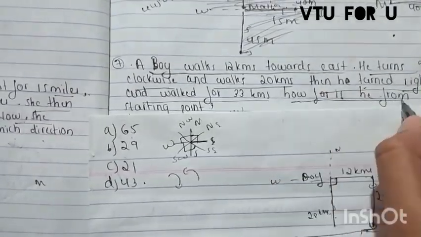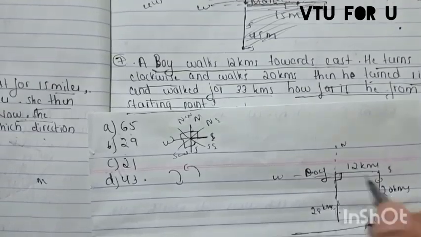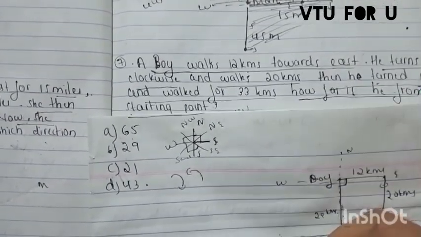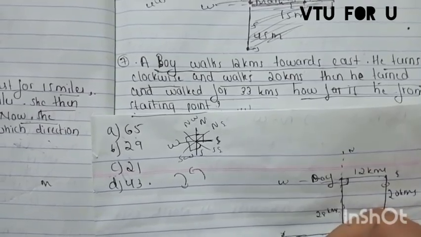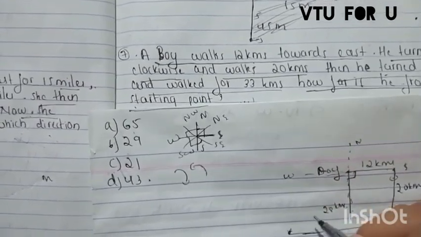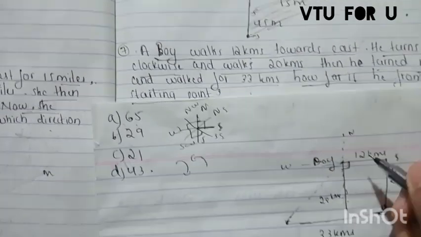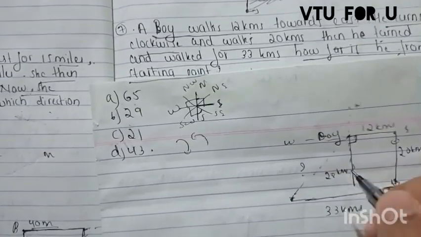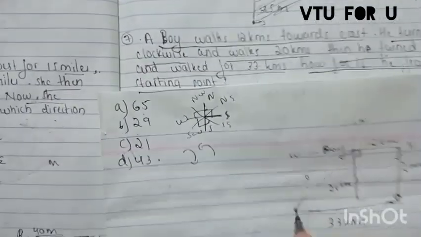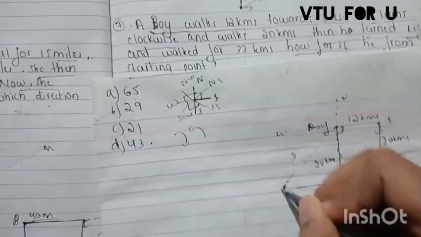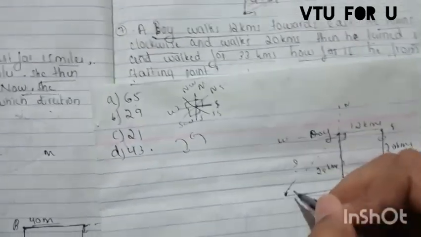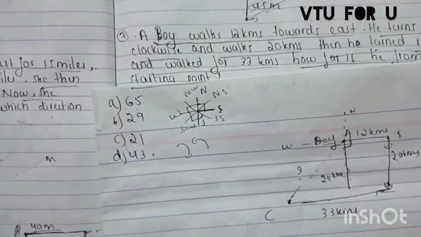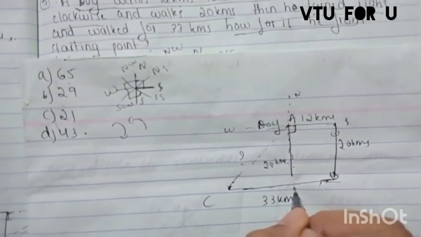They are asking how far is he from starting point. So this is the starting point, right? This is the point where he is right now. So just make a line up to the starting point from there, and you have to find out this distance. This is the starting point and this is the end point where he stopped. Just scratch a line there and you have to find out the distance. Just consider A, C, and you have to consider this as B.